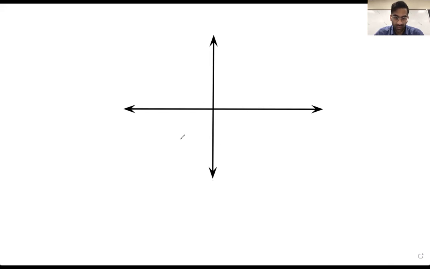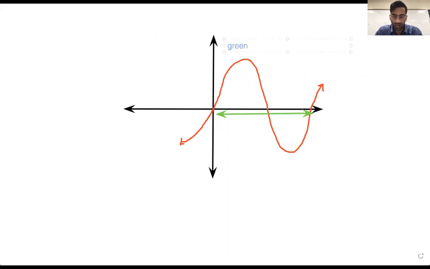Okay, so let's say I have a form like this. I'll put arrows to show that it keeps going. We could say that from here to here, I'll do it in green, that is one wavelength. I'll change the color so it pops. I'm going to put it up here. Green arrows indicate one wavelength.